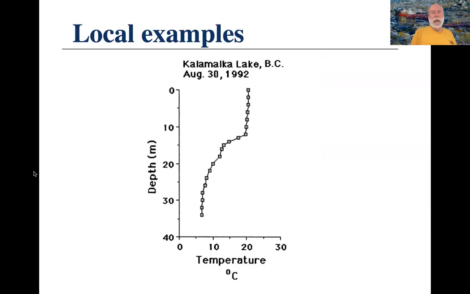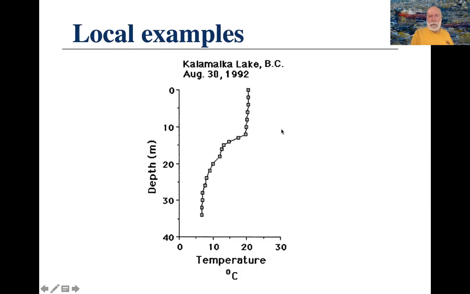Okay, so here's a local example of measurements of temperature taken a few years ago. Let's see, that's almost 30 years ago. 29 years ago, August 30th, 1992, Kalamalka Lake. So you can see in this case, the temperatures are almost constant down until you get down around 12, 13 meters depth.